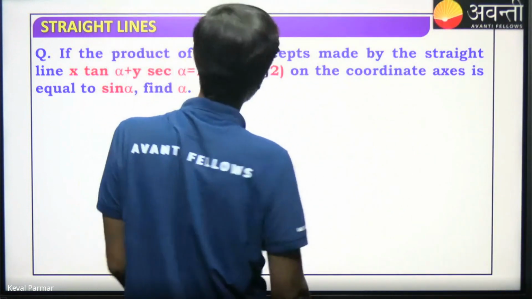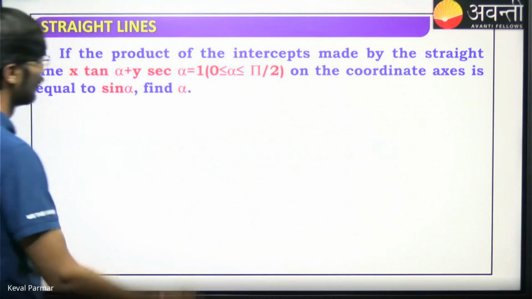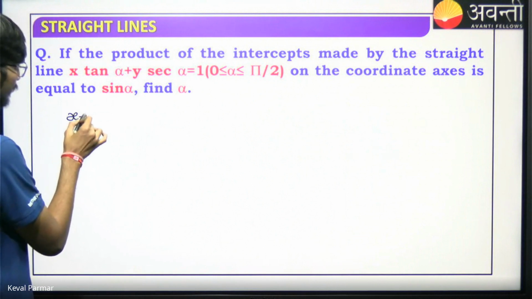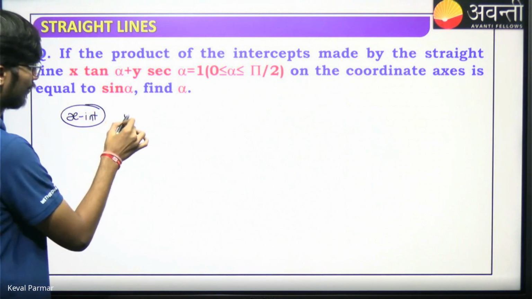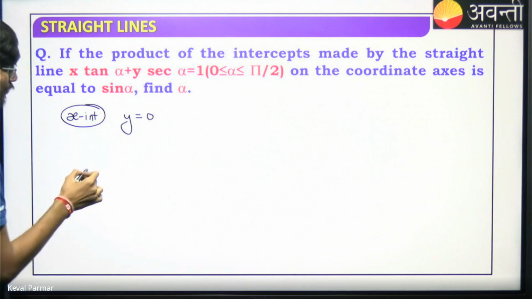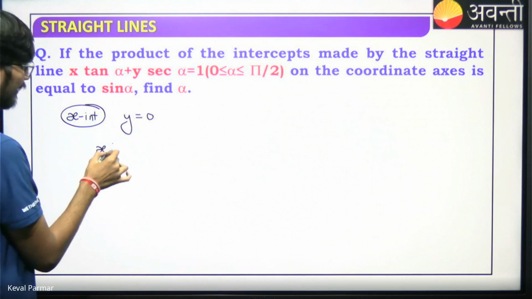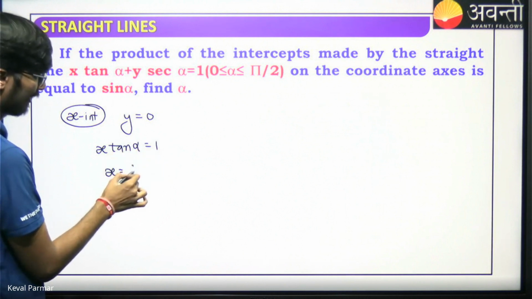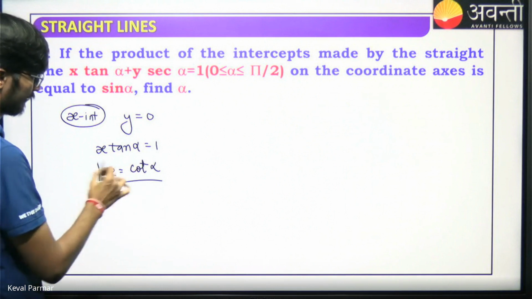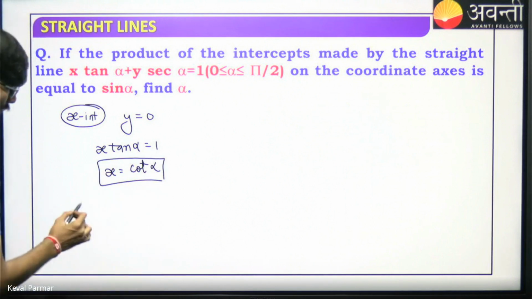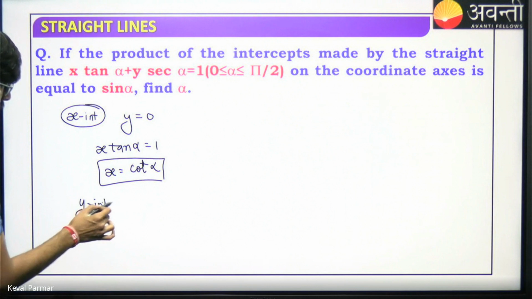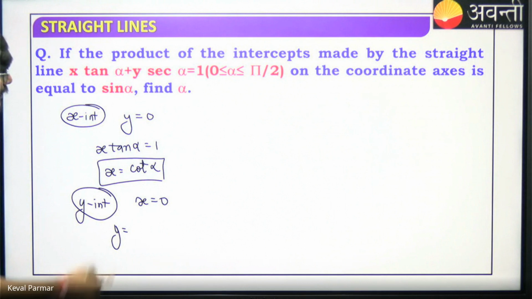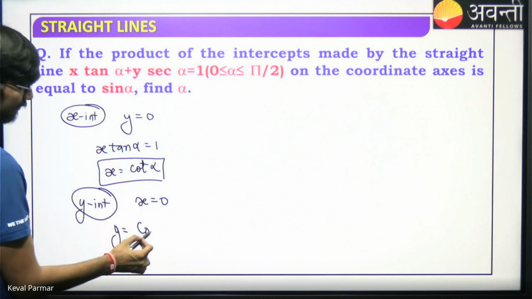Super. Let's see. Now, this is the equation of the line. So, for the x-intercept, we'll put y equals 0. If I put y equals 0, I'll get x tan alpha equals 1. That means x equals 1 upon tan alpha, which is cot alpha. Similarly, for the y-intercept, I'll put x equals 0. So I'll get y-intercept as 1 upon sec alpha, which is cos alpha.